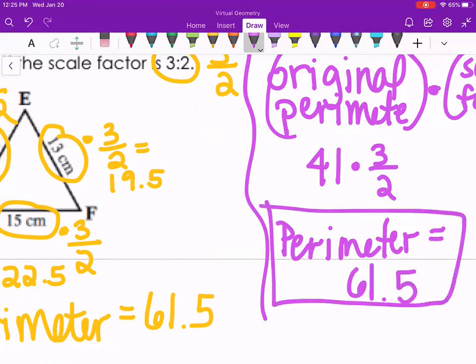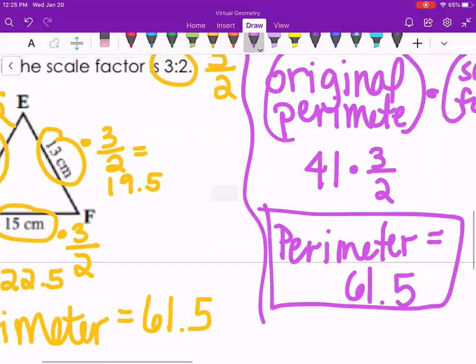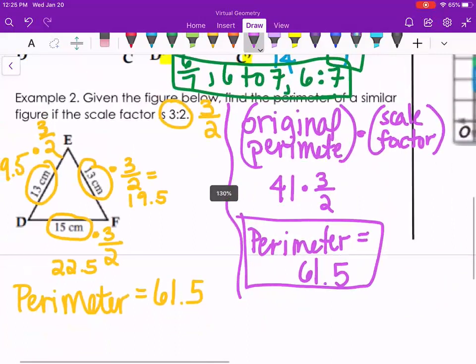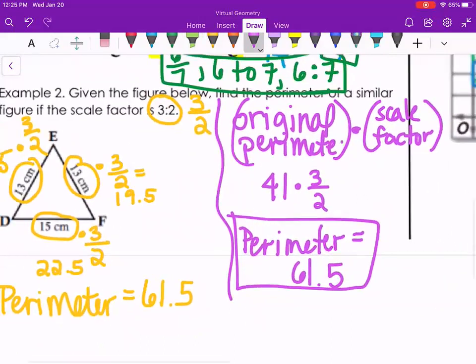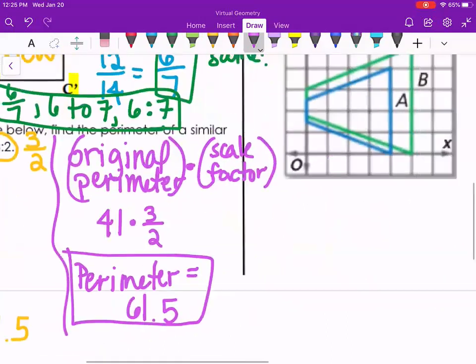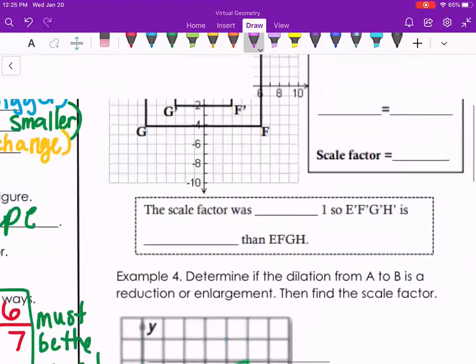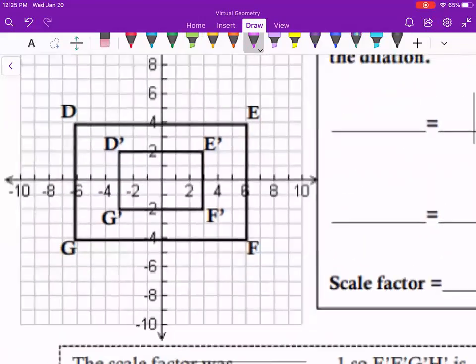All right, so either way, we get the same answer. All right, so that is dealing with perimeter. Find your original perimeter, multiply by the scale factor. All right, now let's practice finding the scale factor when they give you the figures.